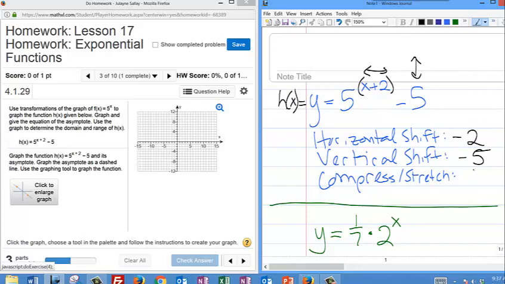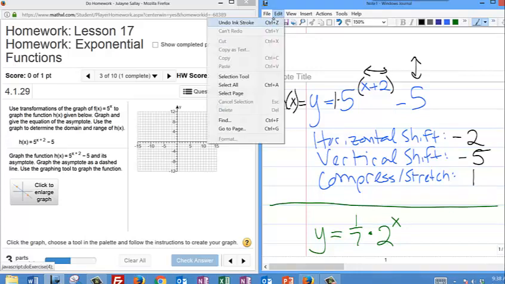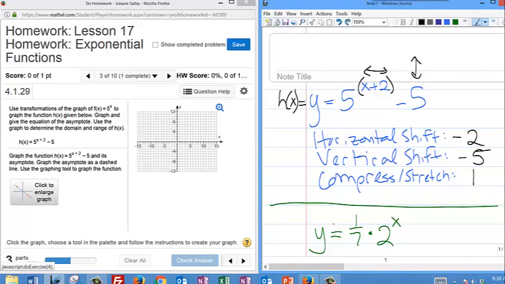There is no compress or stretch, so I'm going to put a 1 there, or you just know that there is no compress or stretch. That's because there's no number being multiplied in front. Oops, like there's a 1 times there, and no one usually puts 1 times. I'm going to go ahead and undo that. A compress or stretch would be like in the next problem that I'm going to show you, where you have 1/7 times 2 to the x. Notice 2 to the x is the exponent. The 1/7 in front, that is the compress or stretch. So clearly on the problem that we were working on, it doesn't have any. So I have a horizontal shift, a vertical shift, and no stretch or compress.